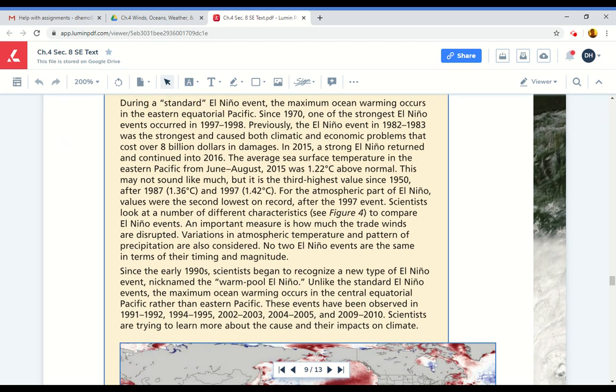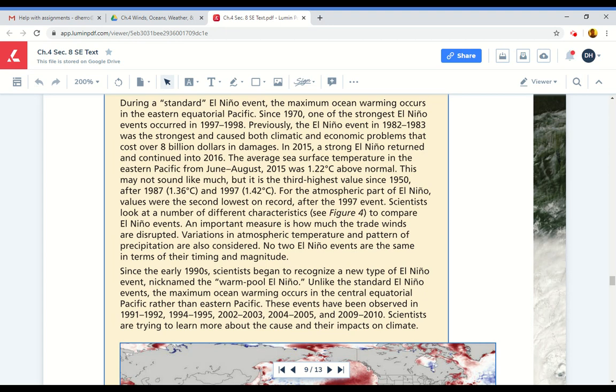During a standard El Nino event, the maximum ocean warming occurs in the eastern equatorial Pacific. Since 1970, one of the strongest El Nino events occurred in 1997 to 1998. Previously, the El Nino event in 1982 to 1983 was the strongest and caused both climatic and economic problems that cost over $8 billion in damages. In 2015, a strong El Nino returned and continued into 2016.